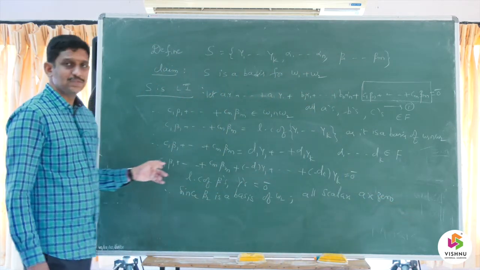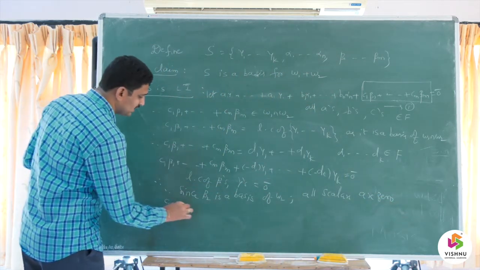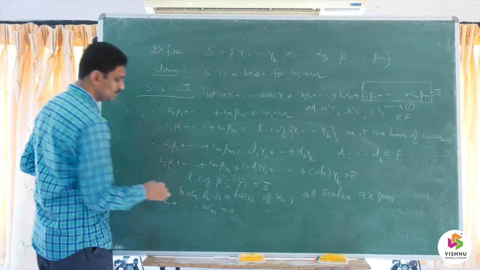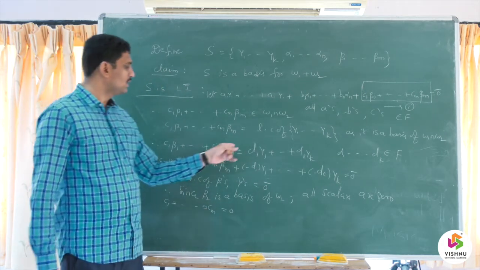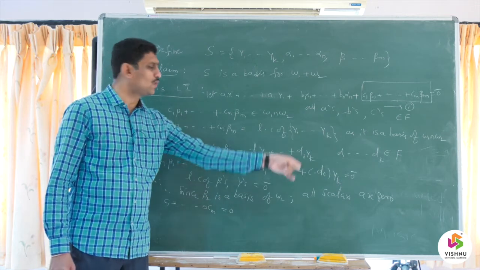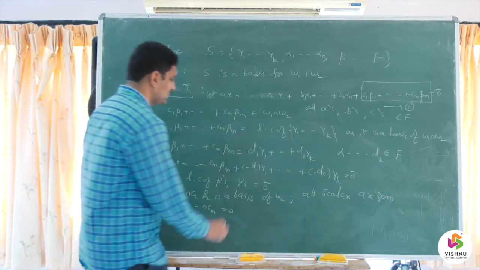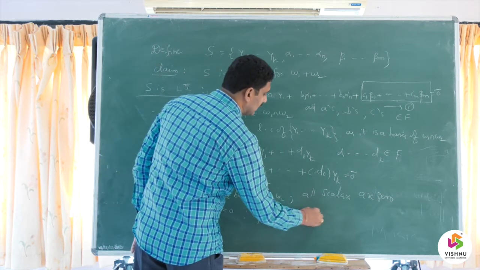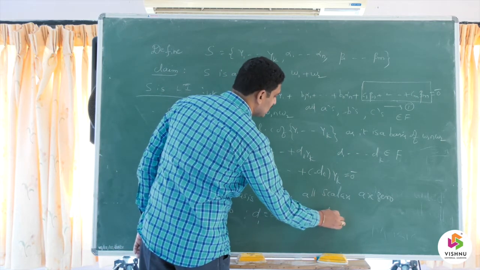So what are the scalars presented here? You have the scalars C1, C2, so on, Cm. All these values are 0. And another set of scalars, minus d1, minus d2, so on, minus dk. All the scalars are 0. So you have d1, d2, so on, dk. All these values are 0.